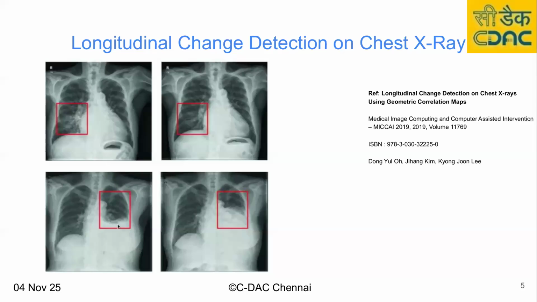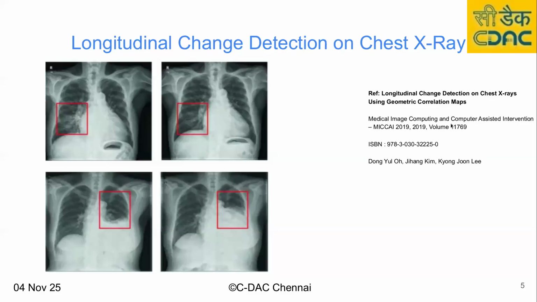And here you can see that in the beginning, the baseline X-ray doesn't have a mass, but after 3 months, when they take the X-ray again, we are seeing a mass here. These can be detected by using computer-assisted interventions, and they will be possible.